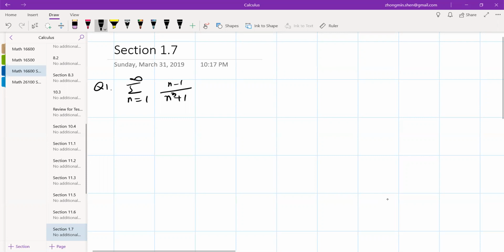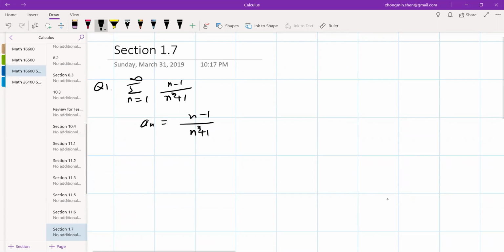I think the best way to solve this problem is to use a comparison test, because I noticed that the nth term converges to 0, so you cannot use that to prove it's divergent. More likely it can be convergent. The reason is, ignoring the constant terms, the nth term is almost equal to 1 over n squared. So for this particular series, you can use a comparison test.